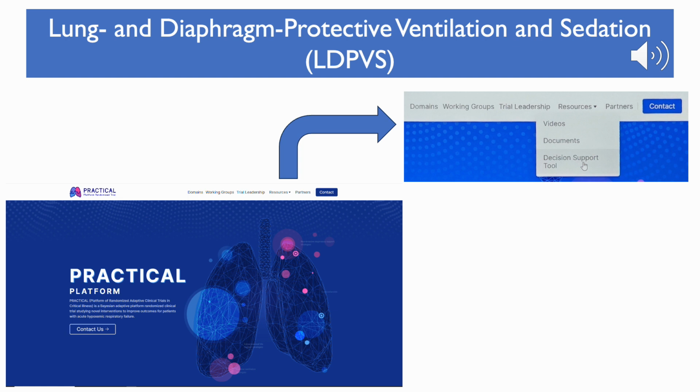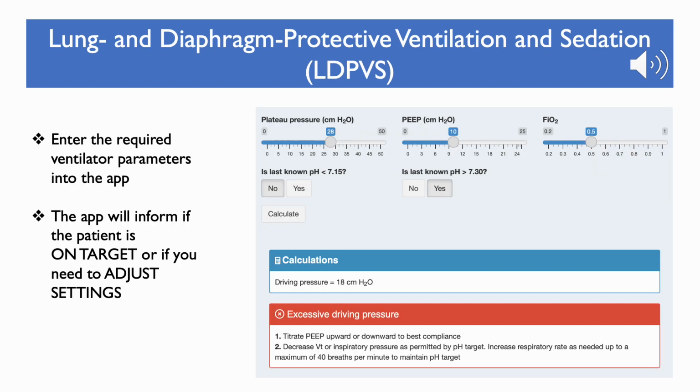To access the app via the platform website, go to www.practicalplatform.org, click on the Resource tab, and then subsequently select the Decision Support tool. Let's review a few different scenarios to see how the protocol and app guide management in this arm. Once the ventilator settings are entered, the app will calculate the driving pressure, then state if the patient is on target or suggest any changes if required.